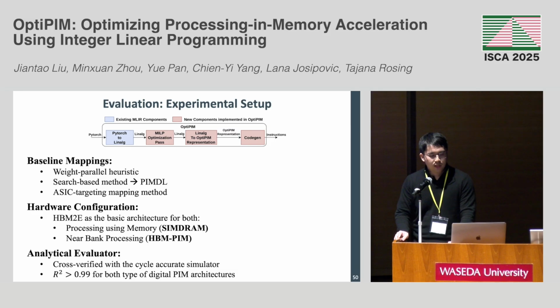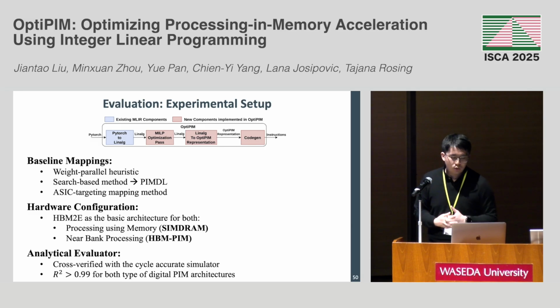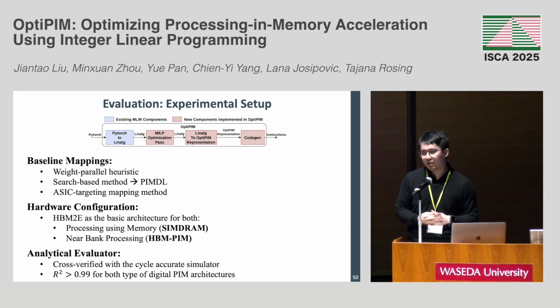We use HBM2E as the basic configuration for both types of digital PIM devices. For the actual evaluation, we use an analytical evaluator, which is cross-verified with our cycle-accurate simulator. And we achieve a squared Pearson correlation coefficient of more than 0.99 for both digital PIM architectures. So in short, it's very well correlated.